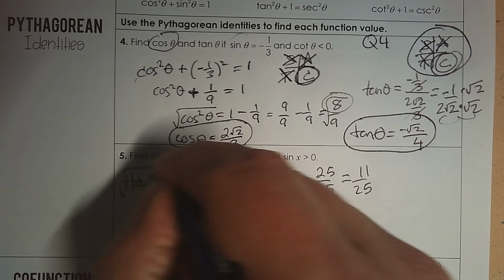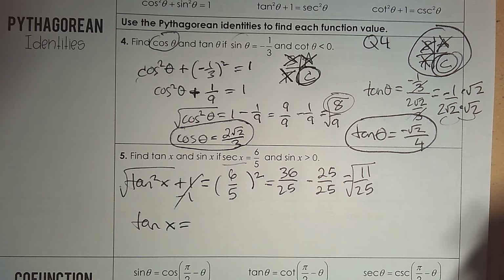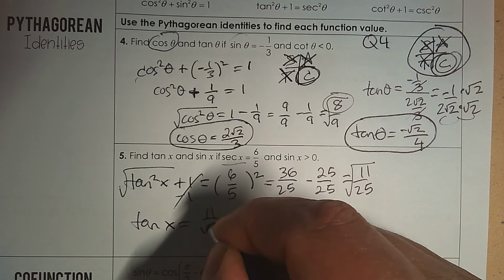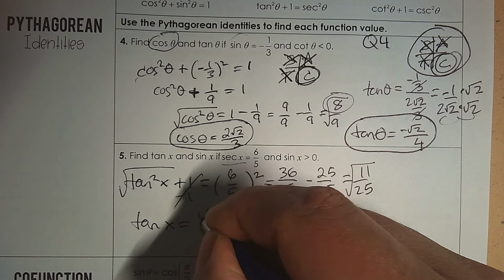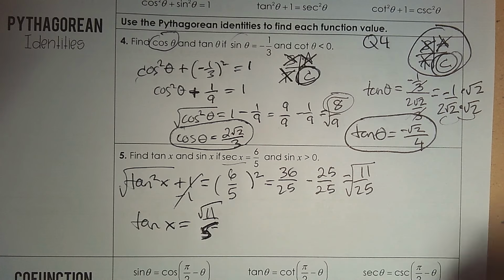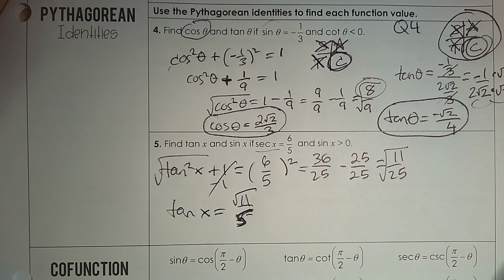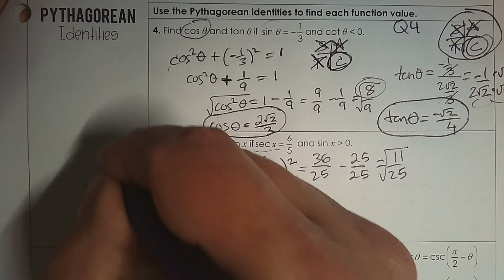Then what would you do to get tangent by itself? You would take the square root. Now the answer could be positive or negative, square root of 11 over 5. So those, are we listening about the quadrant? You ready? Here we go. So if I want to know the quadrant, let's start together.